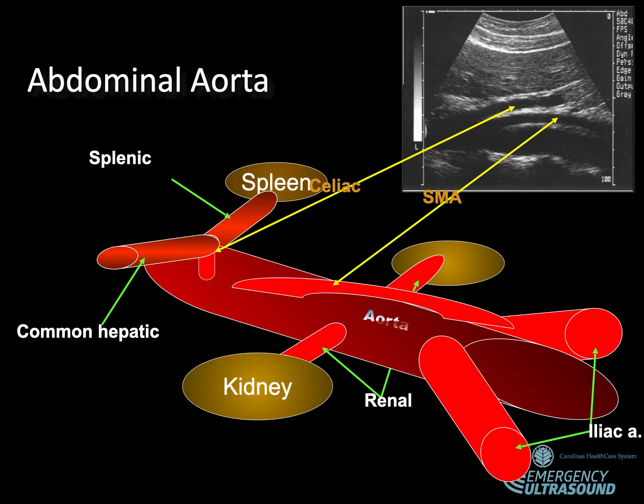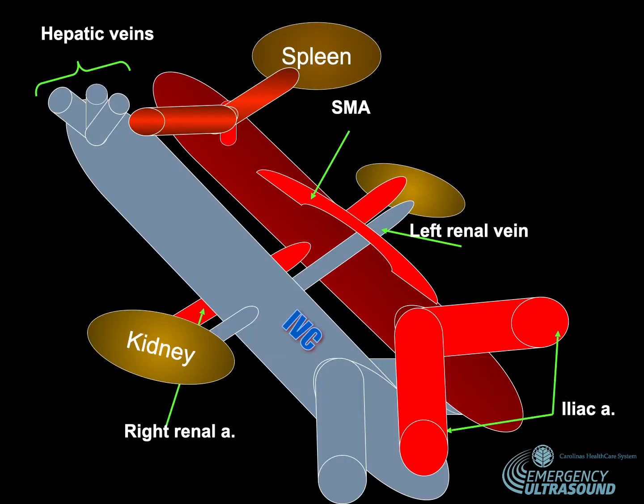Now here's just a schematic of how everything lines up when we're looking at the long axis of the abdominal aorta. We're seeing the celiac and the SMA here, and just distal to that we have the branches of the renal arteries. And when we overlay the IVC, we have the celiac, the SMA, and you'll note that the left renal vein runs underneath the SMA, so right between the SMA and the aorta.